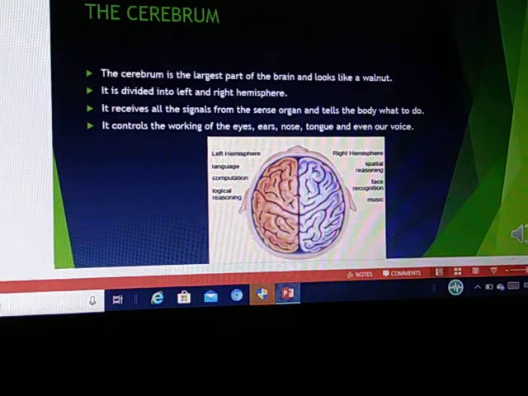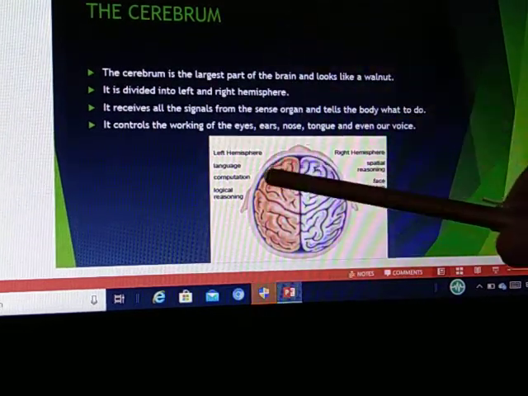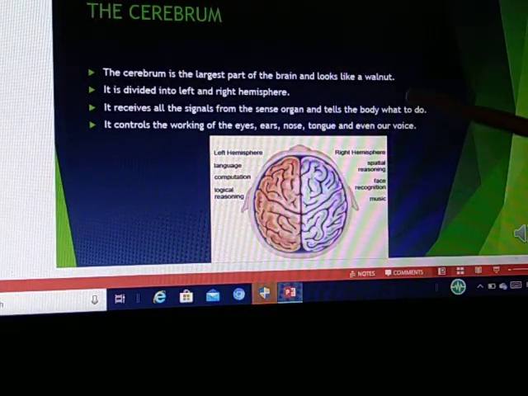See, in yesterday's lecture I gave you one example: when a mosquito is sitting on your hand, what will you do? You just quickly shake your hand. Okay, why? Because you know that this mosquito is harmful for you. So what will you do? You just shake your hand. So this decision is taken by which part of your brain? Then it is the cerebrum. Okay, it controls the working of eyes, ears, nose, tongue, and even our voice.